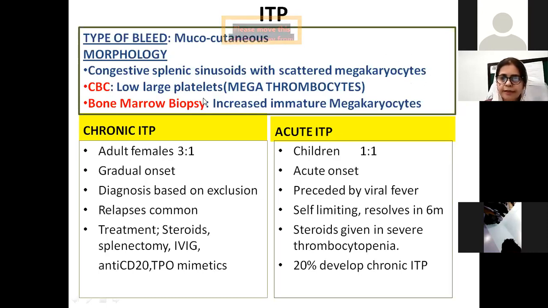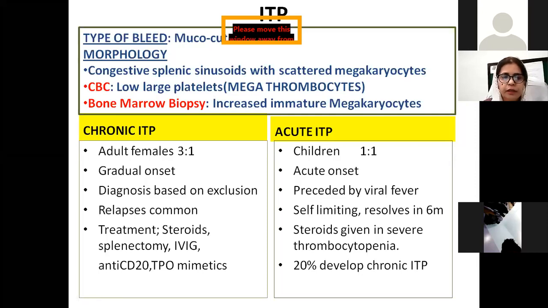The diagnosis is basically based on exclusion. That is, first we determine the presence of thrombocytopenia on CBC. Platelets are usually large in size, which indicates that the marrow is trying its best and is producing immature platelets, just like immature red cells, which are larger than a mature red cell. Large platelets are the immature platelets. These are also called megathrombocytes. Bone marrow biopsy is mostly normal.